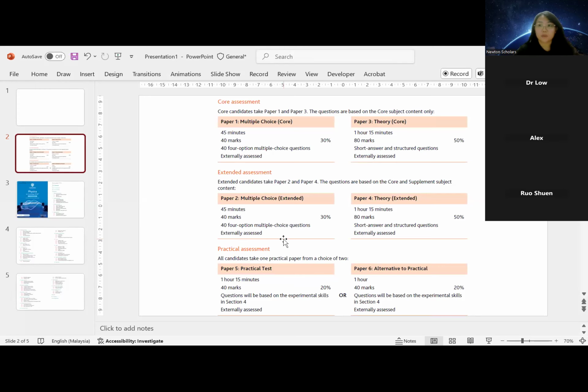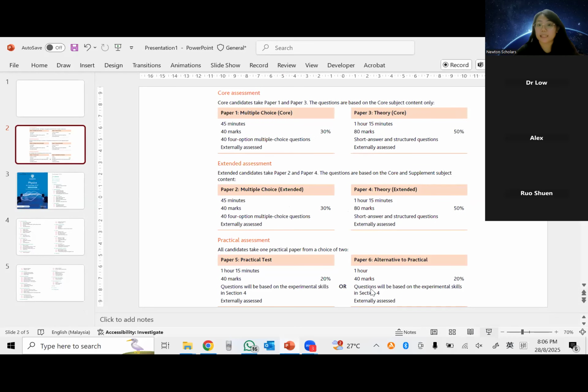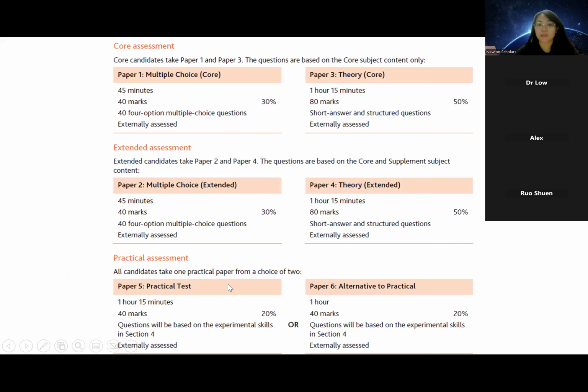So basically, we will sit for three papers. We will take paper 2, 4, and 6. Paper 5 depends on the school. Maybe they want to do the practical, so you need to be hands on. But we are taking the alternative to practical, so we answer the paper. Paper 2 is the multiple choice. Paper 4 is the theory, structured questions. Paper 6 is the alternative to practical.